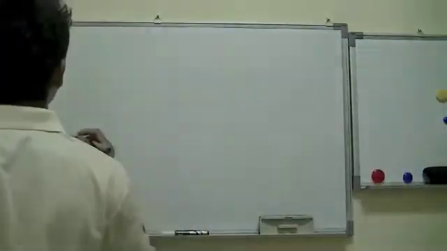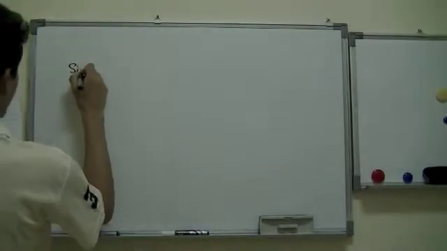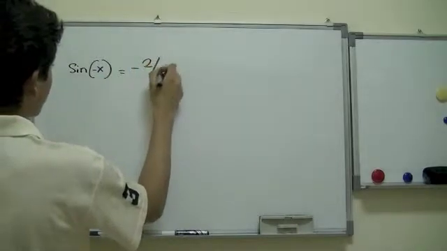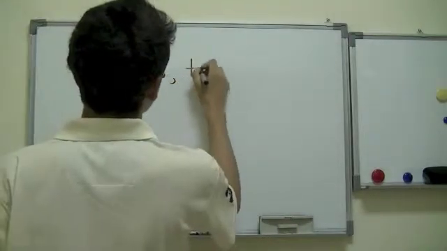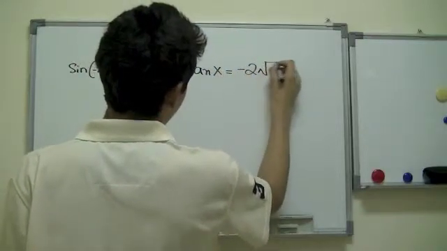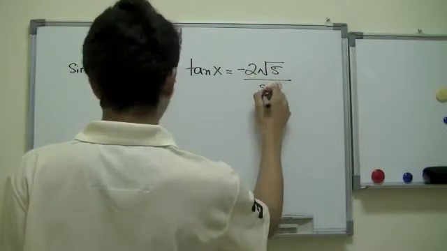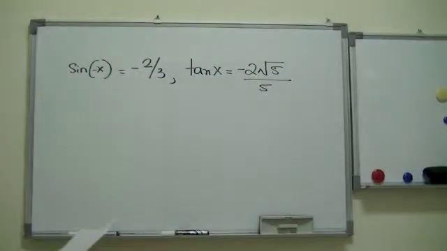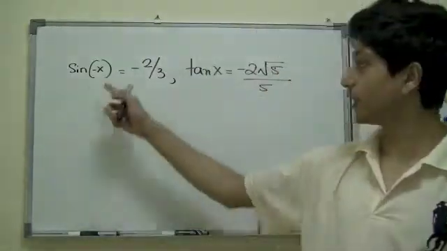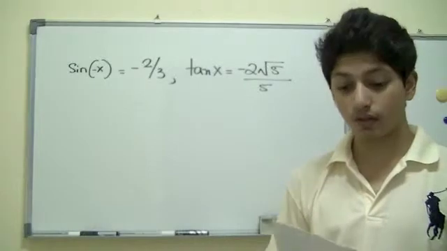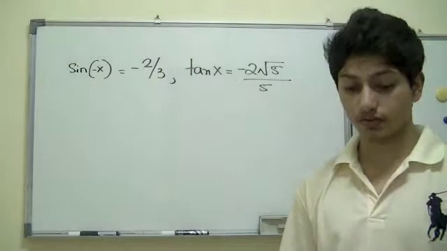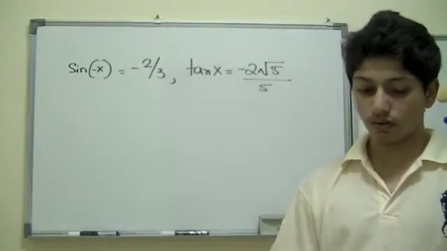So from the past we know this: the sine of negative x is equal to negative 2/3, and the tangent of x is equal to negative 2 radical 5 over 5. Now the first thing I would like to talk about is the negative x present here. I discussed this in my previous video, but I want to make sure that you still remember it.